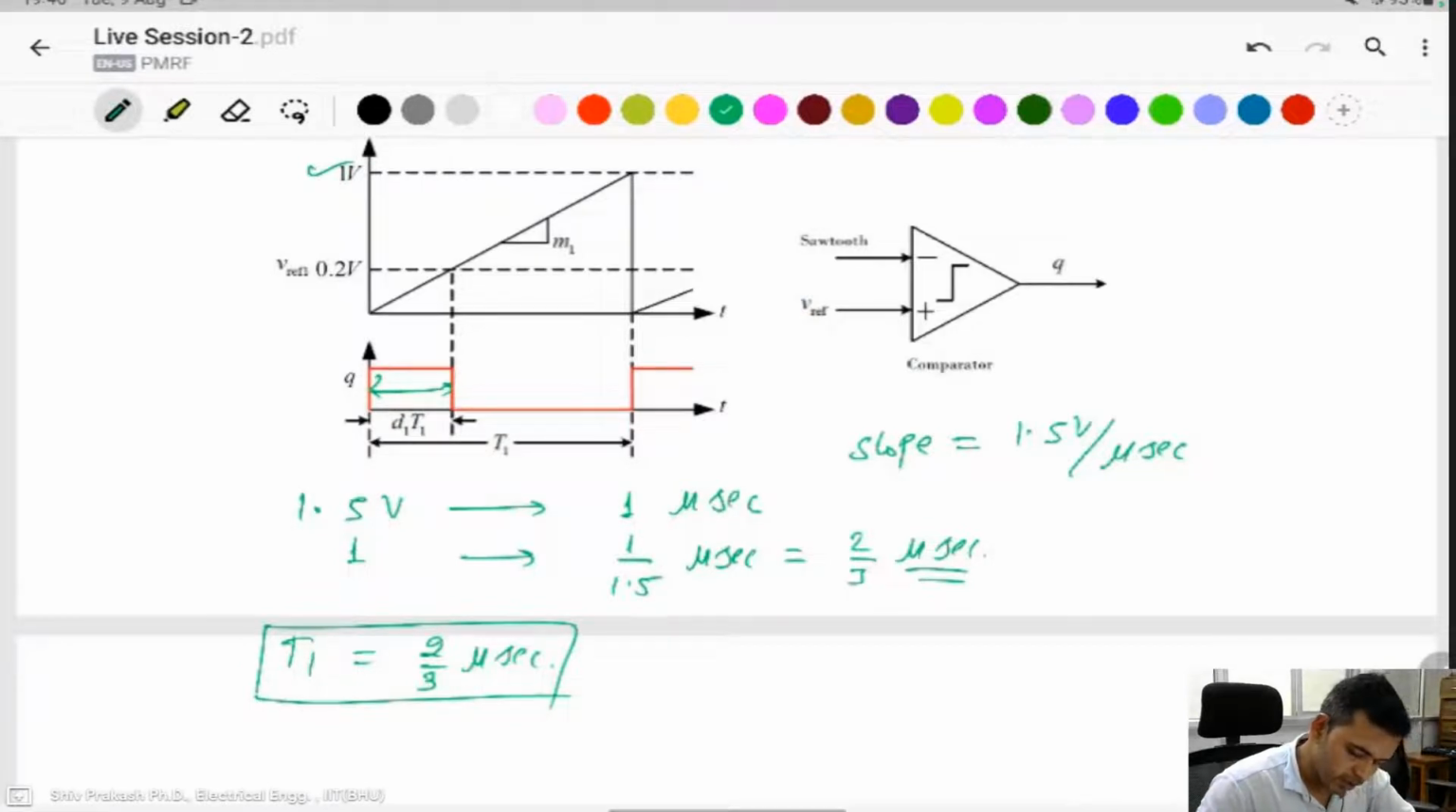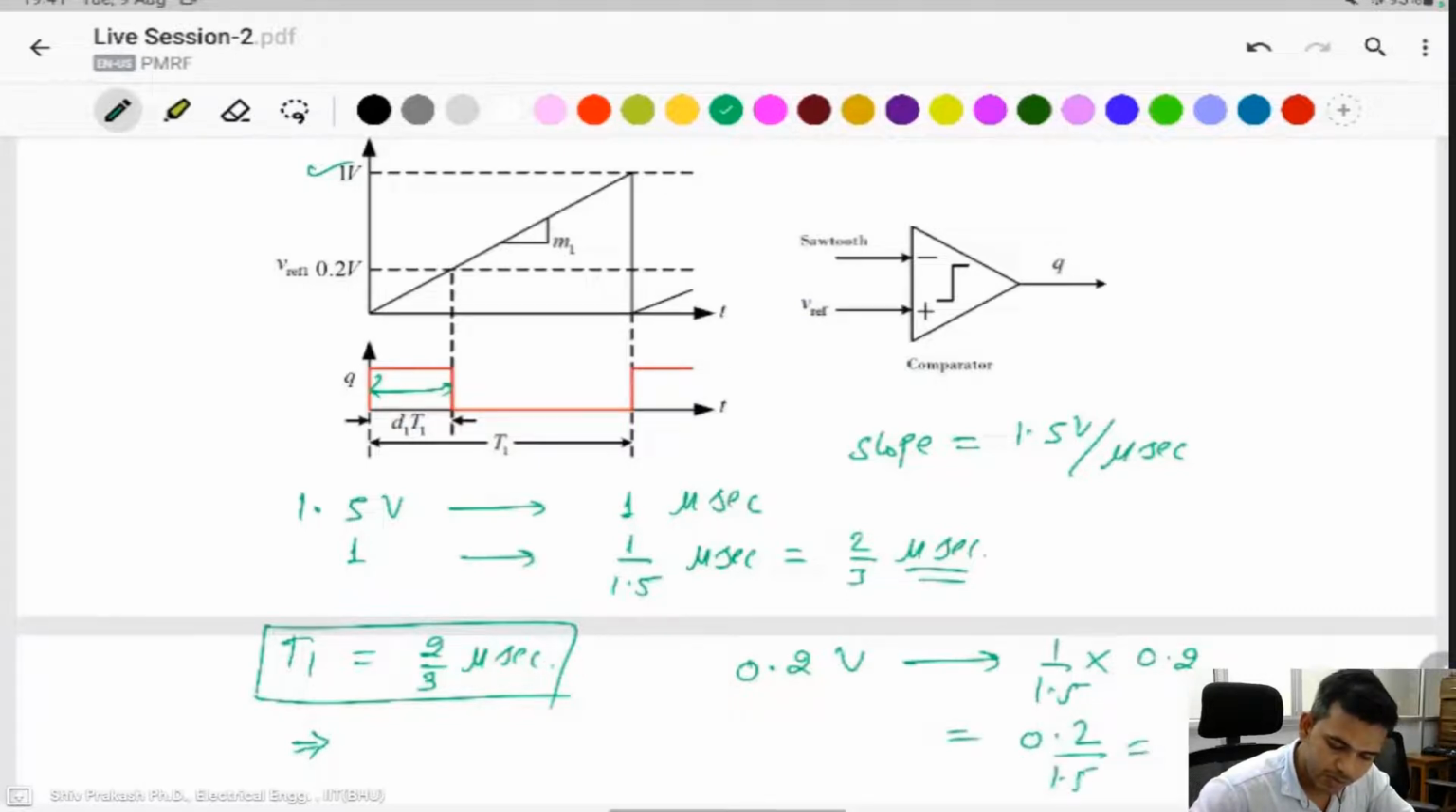You find D1 also. If this slope is given, the same you can apply for 0.2 volt. You apply 0.2 volt, you find 1 by 1.5 volt into 0.2, which is 2 by 15 microsecond, and that is D1.